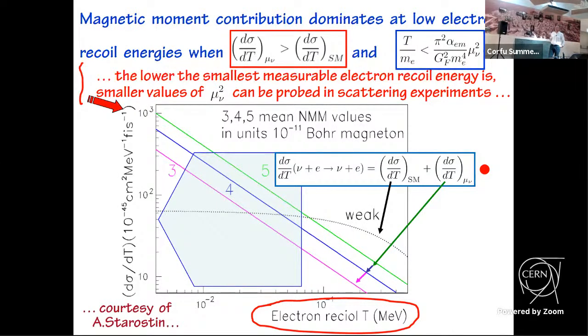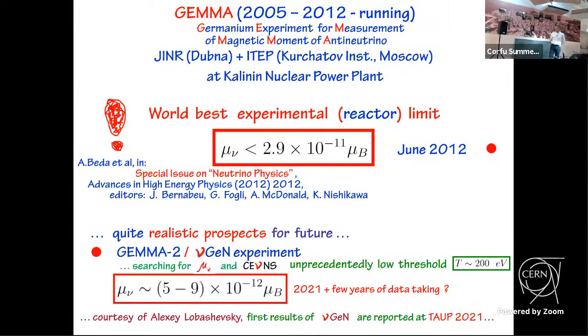Well, it is easy to see that the smaller the measured electron energy is, the more sensitive these kinds of experiments are to this effective magnetic moment of neutrinos. And the best world limit with reactor neutrinos on the effective magnetic moment has been obtained by the GEMMA collaboration. This is the joint venture of JINR and ITEP, Kurchatov Institute, at the Kalinin nuclear power plant, located more or less halfway from Moscow to St. Petersburg. And this bound is 2.9 times 10 to the minus 11 Bohr magnetons.